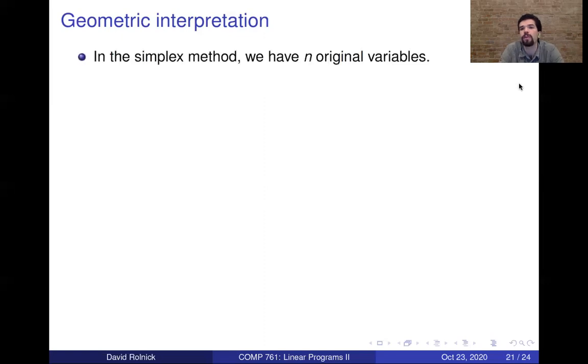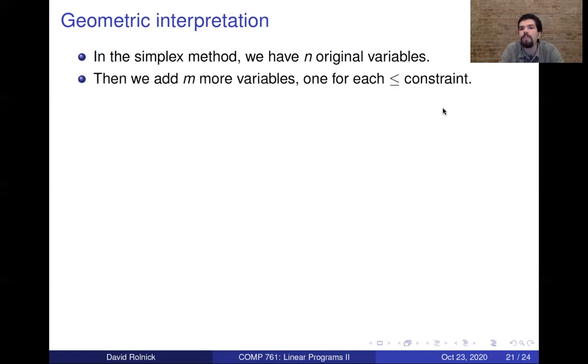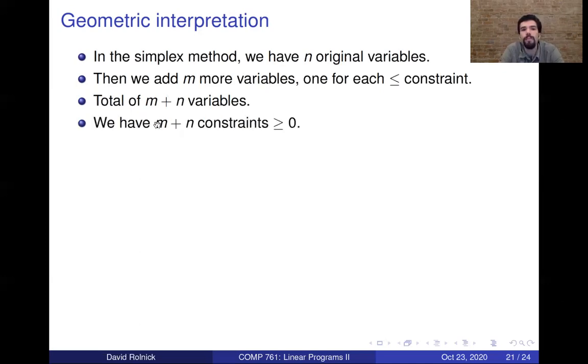In the simplex method, remember, we had n original variables. Then we add m more variables, one for each of the m less than or equal to constraints. So we had a total of m plus n variables. The m more variables were the slack variables, remember. So we had m plus n constraints of the form greater than or equal to 0, sorry, I should have said. And we had m equality constraints.